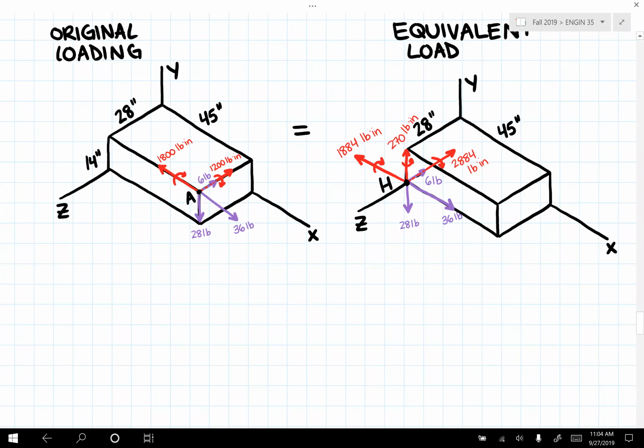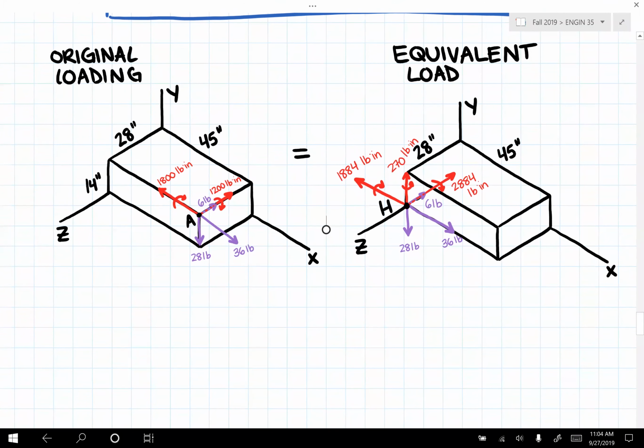I wanted to recap what we were talking about in the last video. So the result that we got, we took our original loading here on the left and then found our equivalent loading here on the right. And essentially what this is saying is that whether we apply this force couple system at A or this force couple system here on the right at H, these two systems are equivalent and they are the same. They have the same effect on the object.